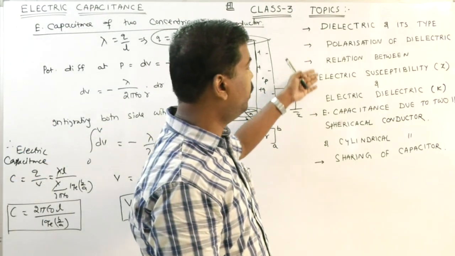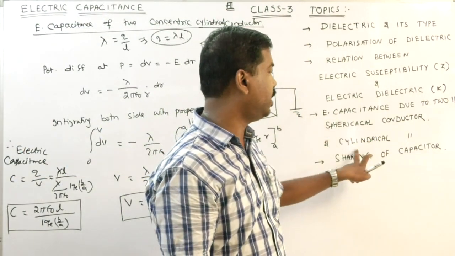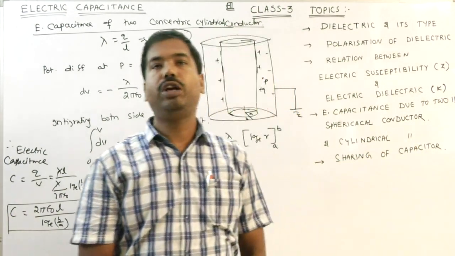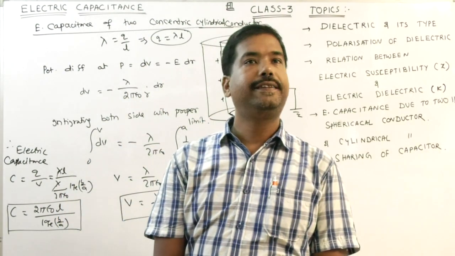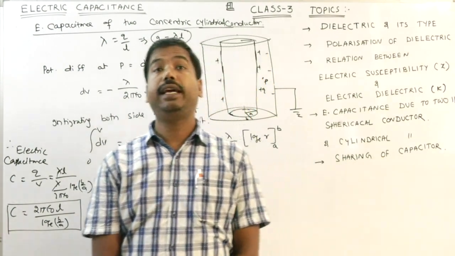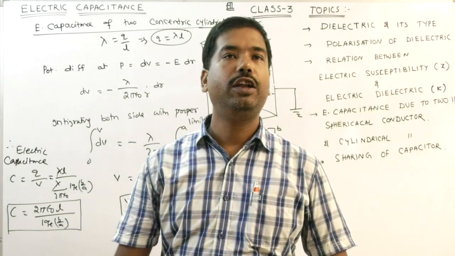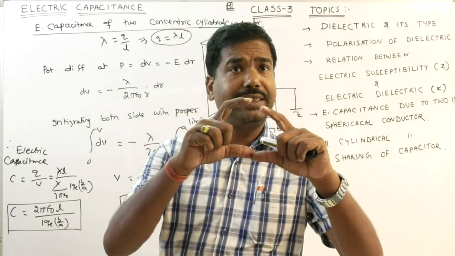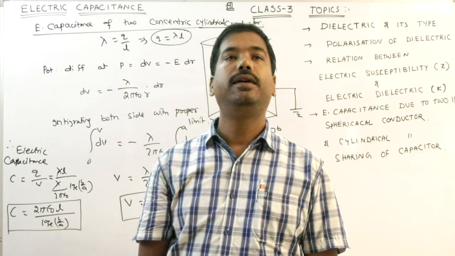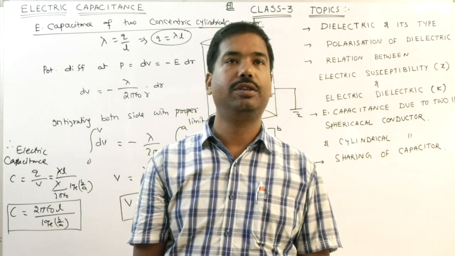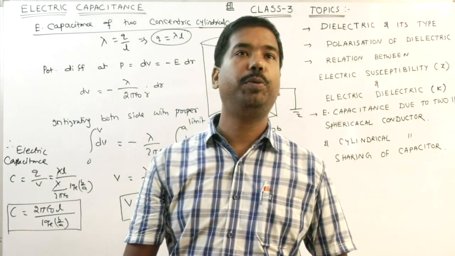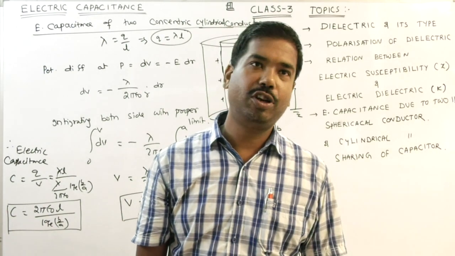So we have already discussed the electric capacitance of a spherical conductor as well as two concentric cylindrical conductors. Now the important part, which is most important for CHSE, CBSE or ISC: sharing of capacitors. Sharing of capacitors means when two capacitors of different potential are connected in parallel, there is a charge flow from higher potential to lower potential until the potential of each capacitor is equal. Such a phenomenon is called sharing of capacitors. Clear?